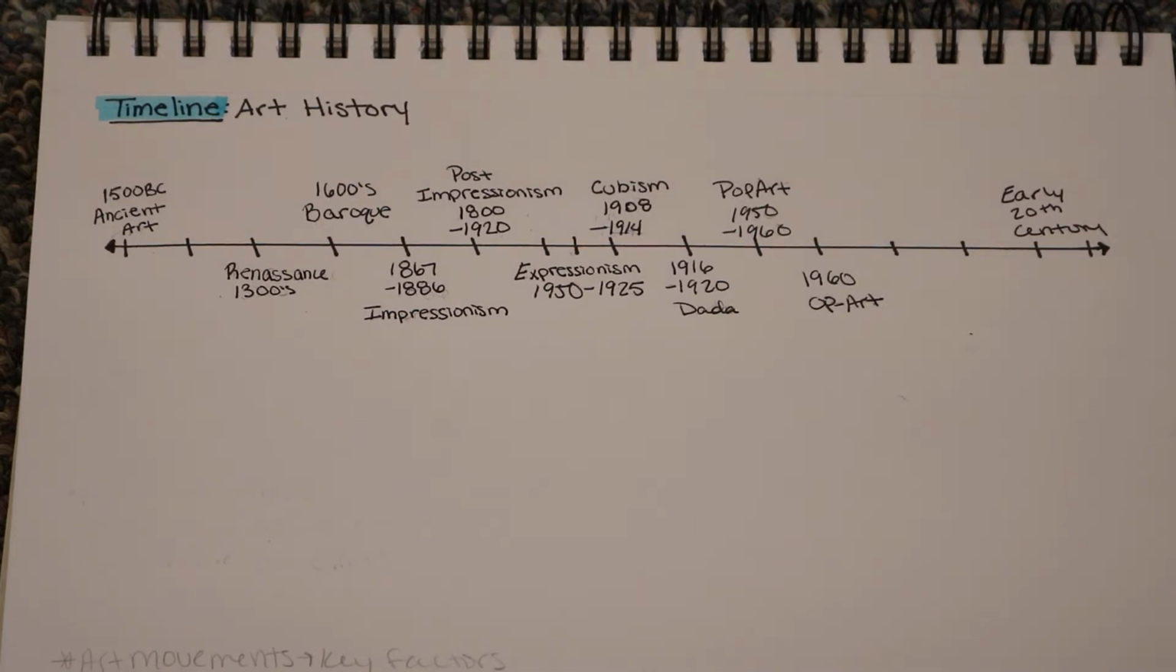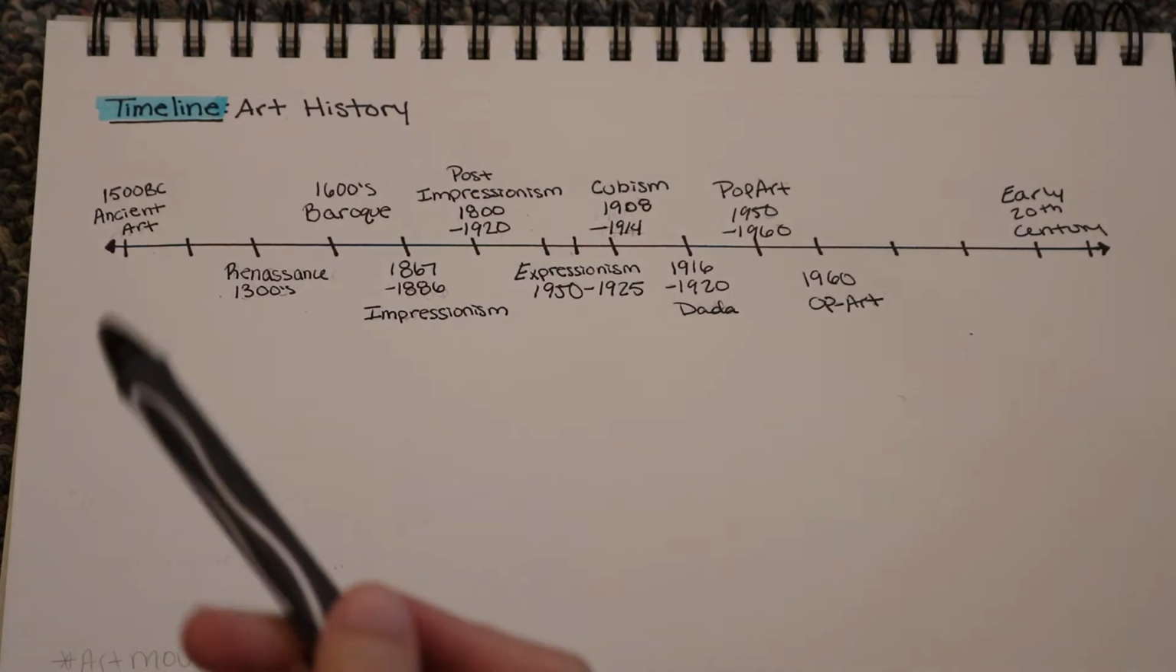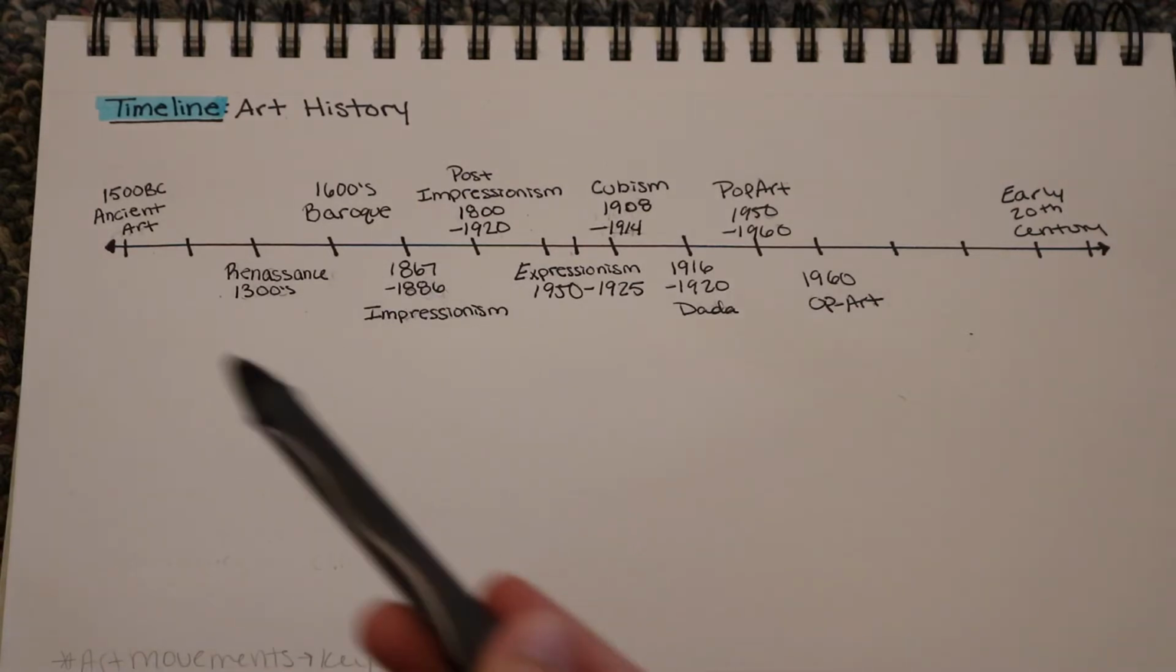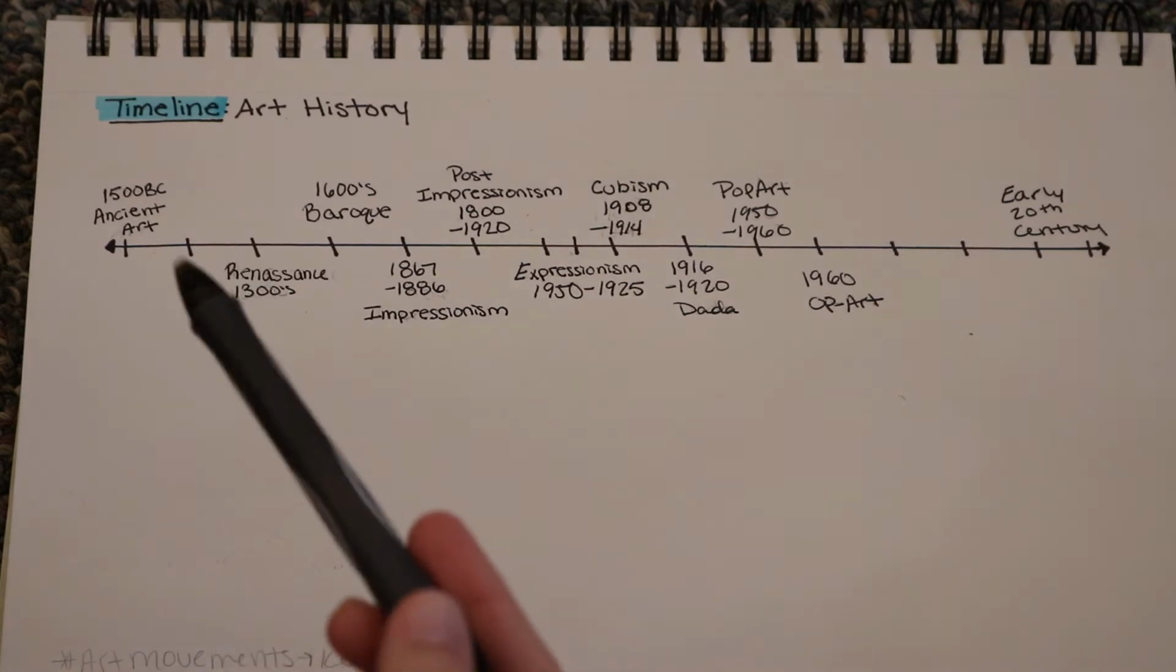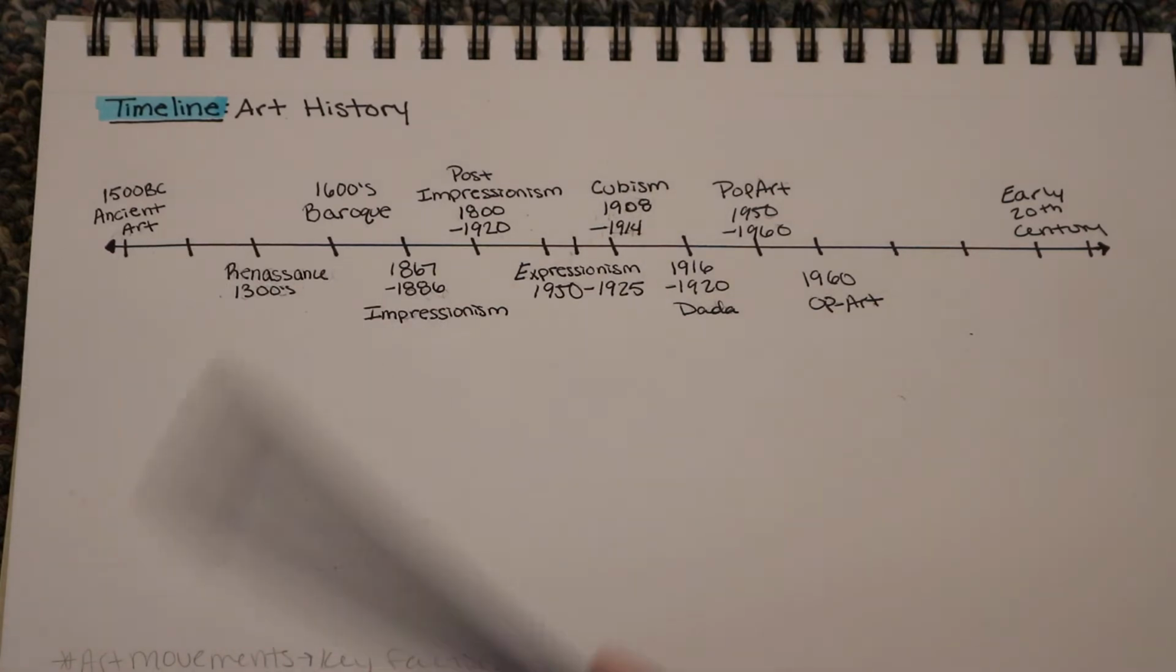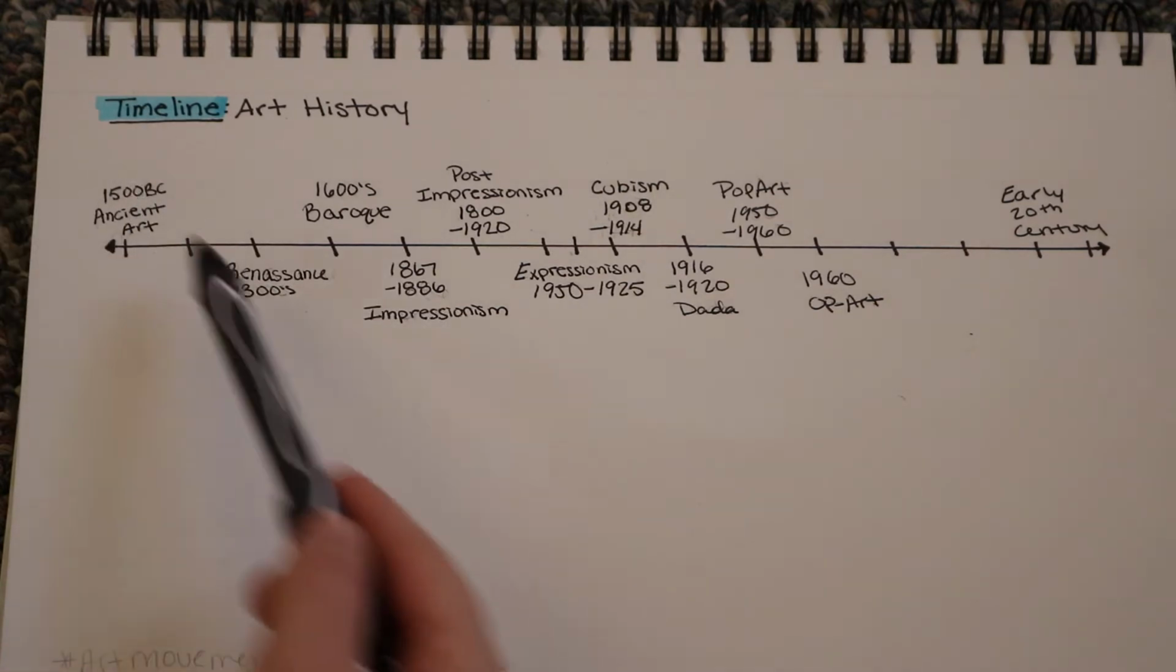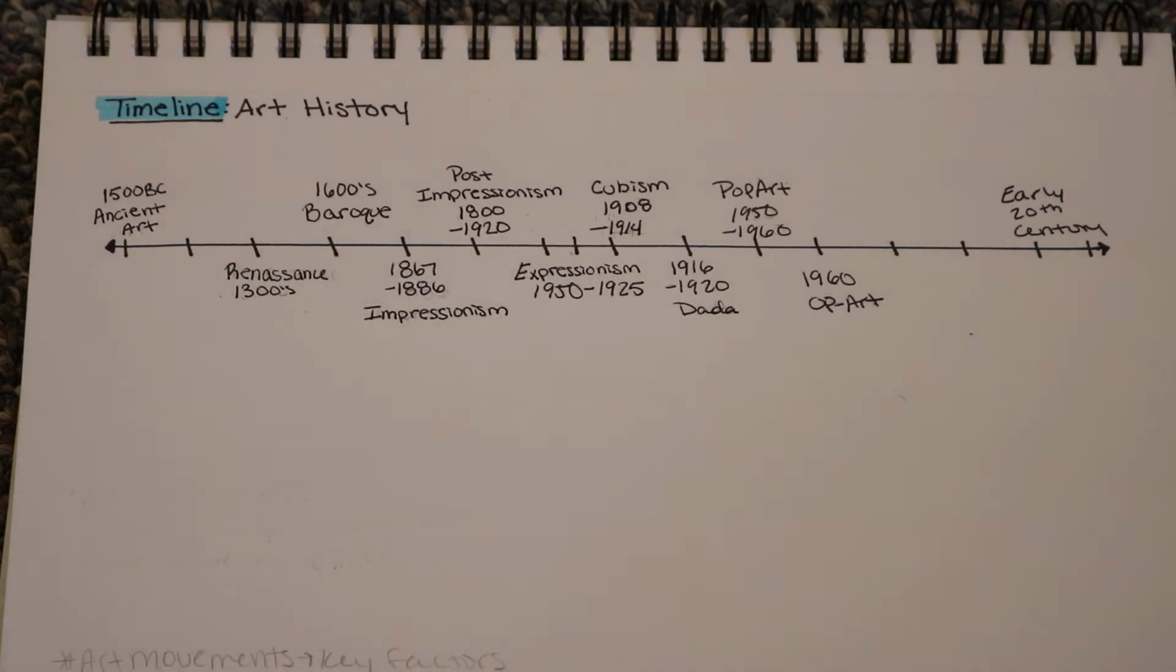Alright, so we're going to be talking about a timeline, and what is a timeline? So a timeline basically shows events that happen in order. This one, for instance, is an art history timeline. So this has different art movements during different time periods.